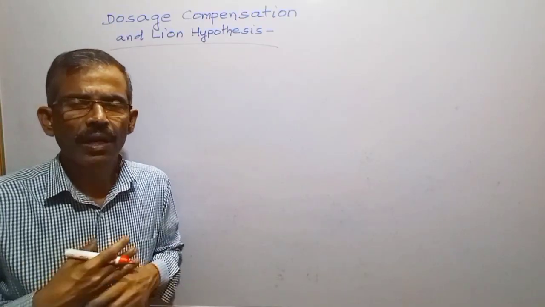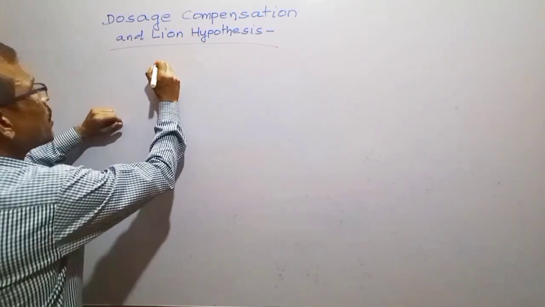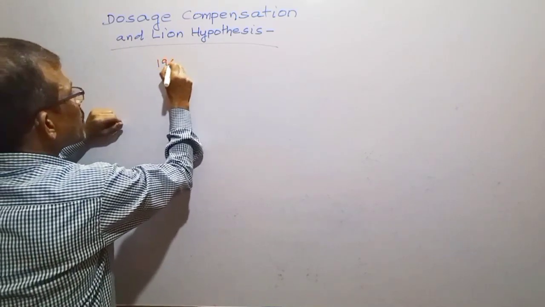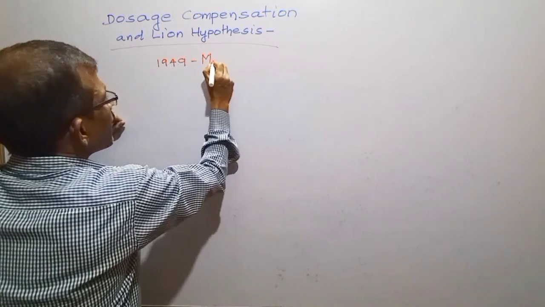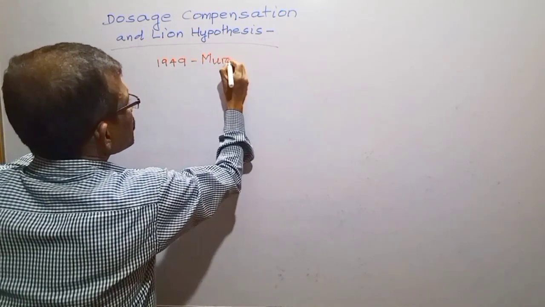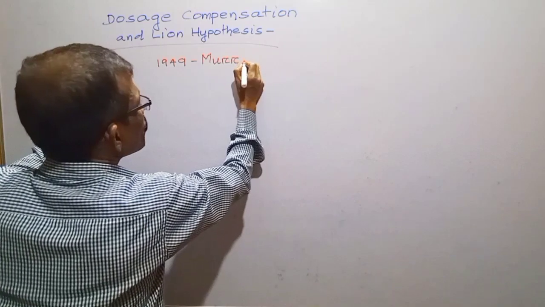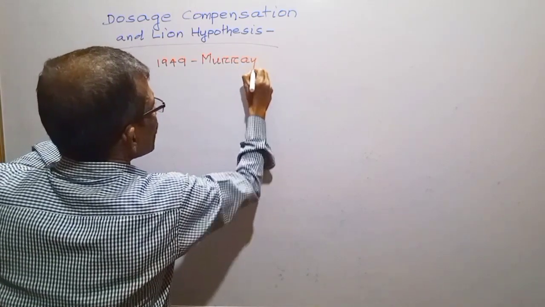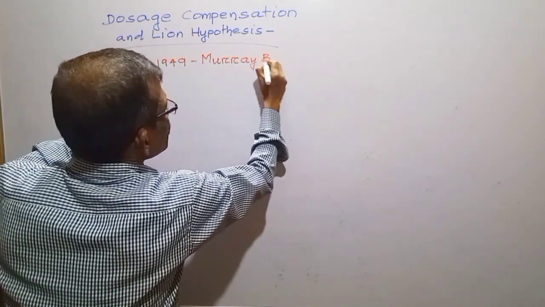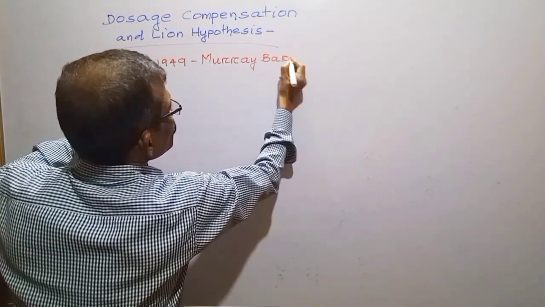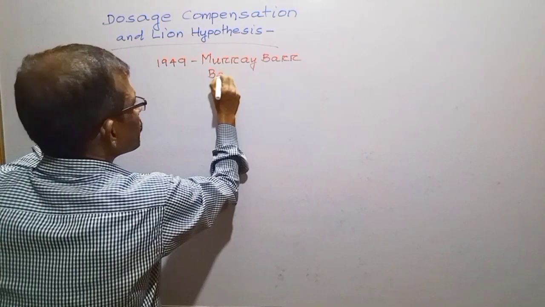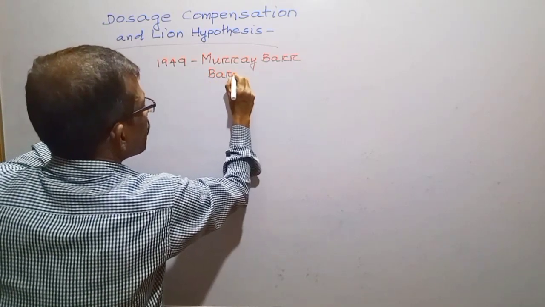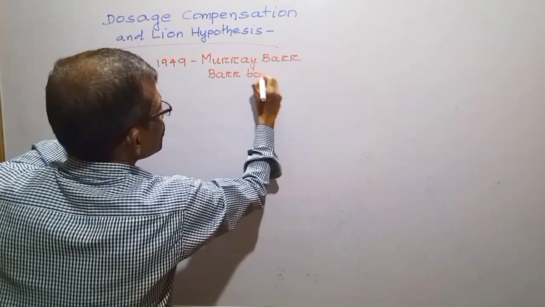Now, what is Lyon hypothesis? In 1949, Murray Barr observed condensed darkly staining bodies in the nuclei of female cats. These darkly staining structures were named Barr bodies.